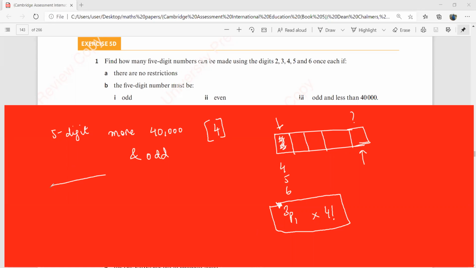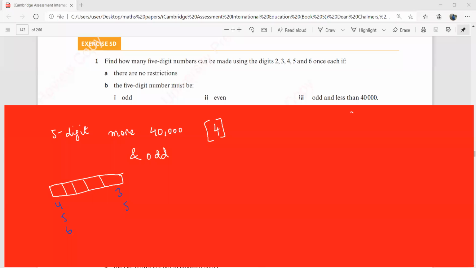Yeah, now you will have multiple cases because, look at this. Now when it says odd and greater than 40,000, we can have 4, 5, 6 here, and we can have 3 and 5 here. So to make this working simpler, we are going to fix 3 first because there are only 2 options. If I fix 3 here at the very end, then I have clearly 3 options: 4, 5, and 6. Any one of them can come here. It will still be an odd number.